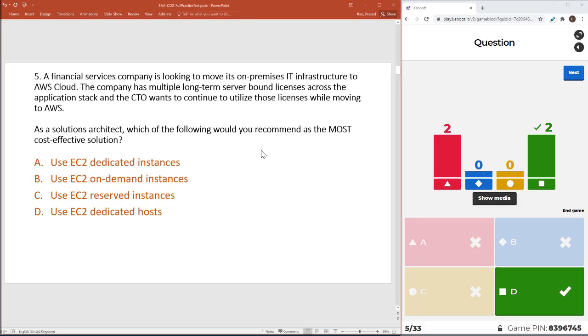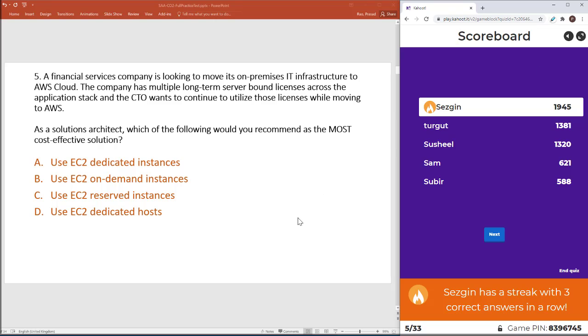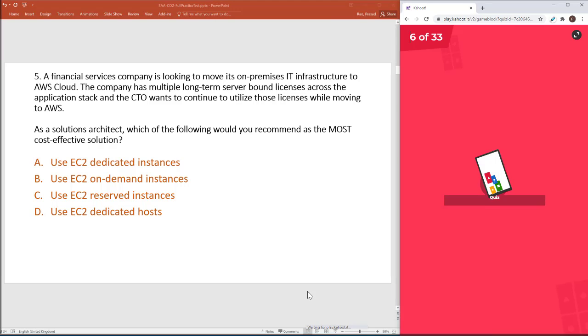Cool. Should we move ahead? Next question.